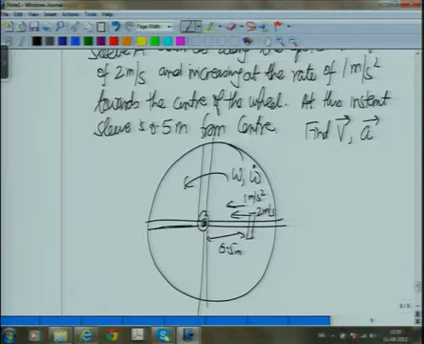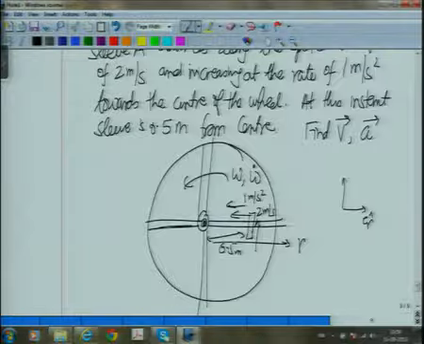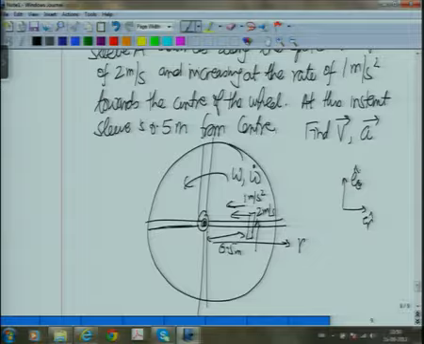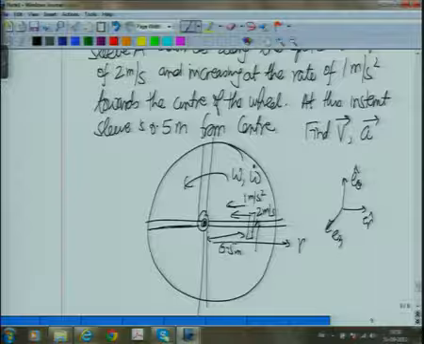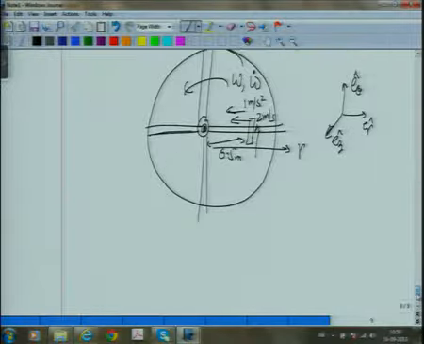So what we do is, at this instant, let us say we will call this the R direction, the theta direction will be in this plane, and Z. So e_r at this instant is here, e_theta is perpendicular, and e_z is coming out of the board. So now to solve this problem, let us first work out what R is. R is given at this instant equal to 0.5 meters.